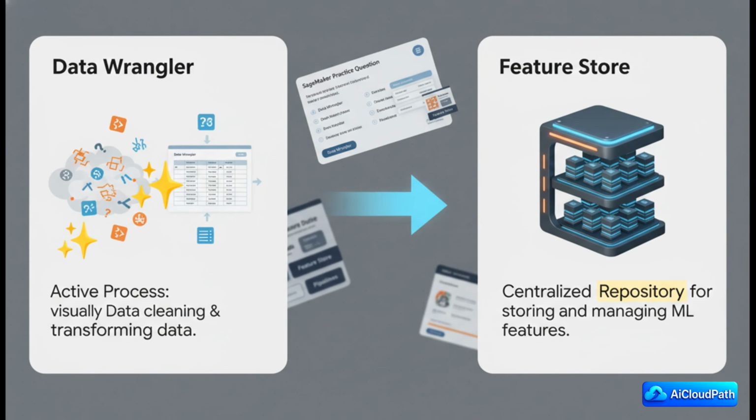So this is a really important distinction, and it's all about timing. Data Wrangler is for the doing, the active process of cleaning up your data. Feature Store, that comes after. It's a special place to store, share, and serve up those nice, clean features that are ready for ML. Think of it like this: Data Wrangler is the workshop, and Feature Store is the finished parts warehouse.